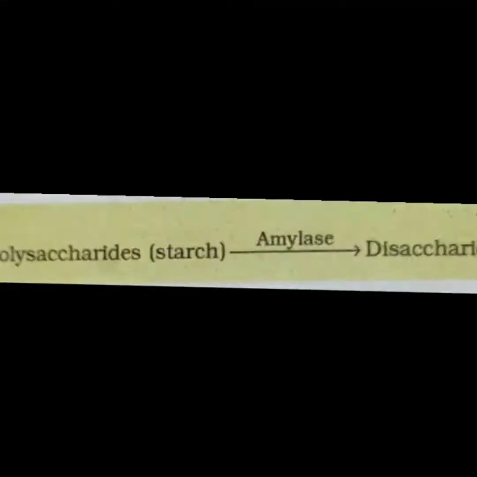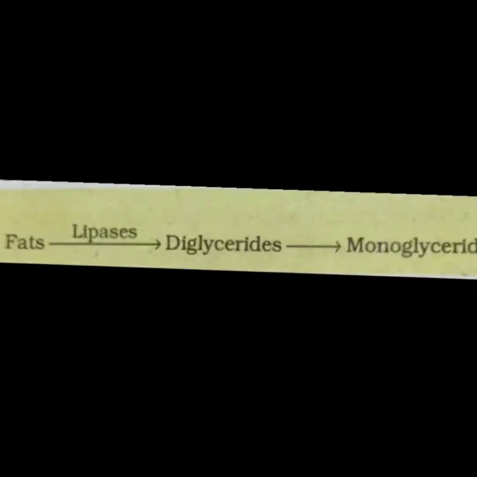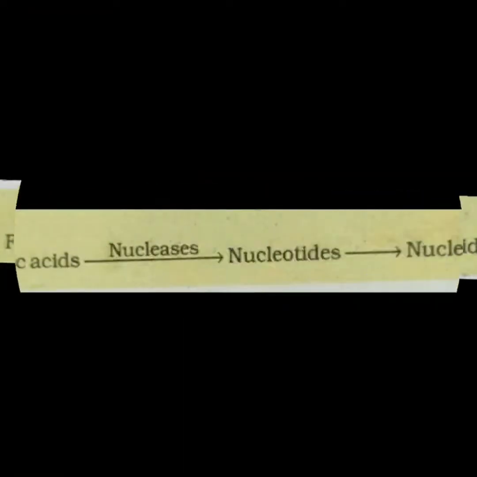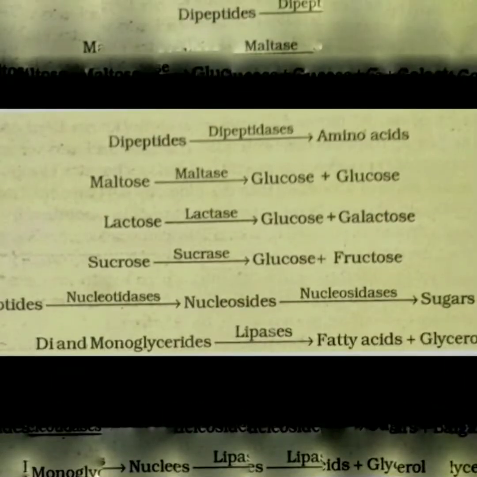Similarly, polysaccharides are also converted into disaccharides in the presence of amylase, and fats are converted into diglycerides and monoglycerides with the help of lipase. Finally, nucleic acid is converted into nucleotides and then to nucleosides in the presence of nuclease. The end products of all these reactions will be further digested into absorbable form. These steps of digestion occur very close to the epithelium of the intestine.